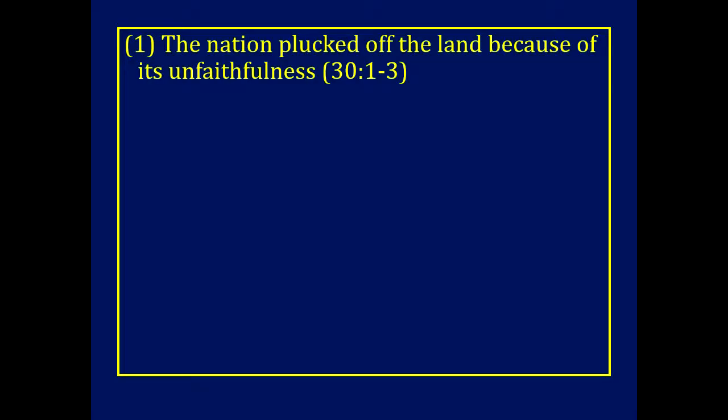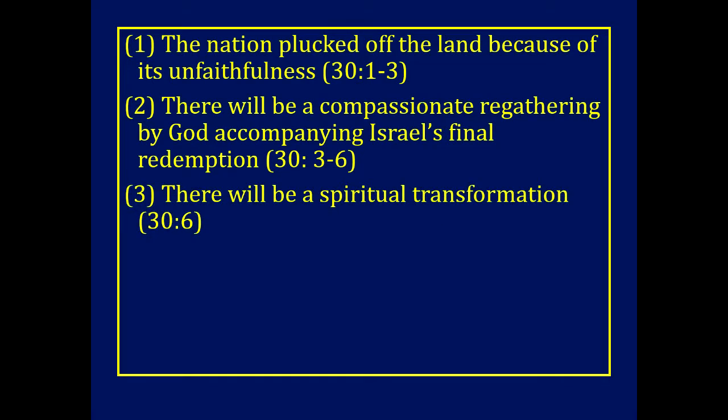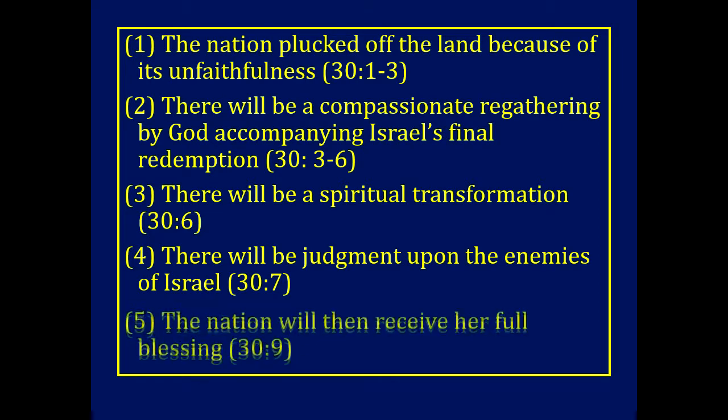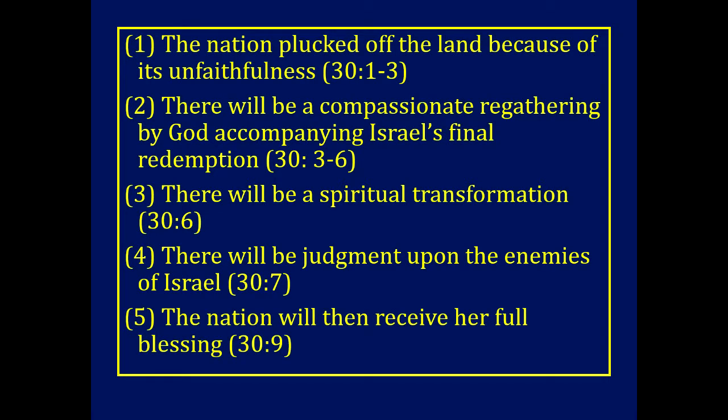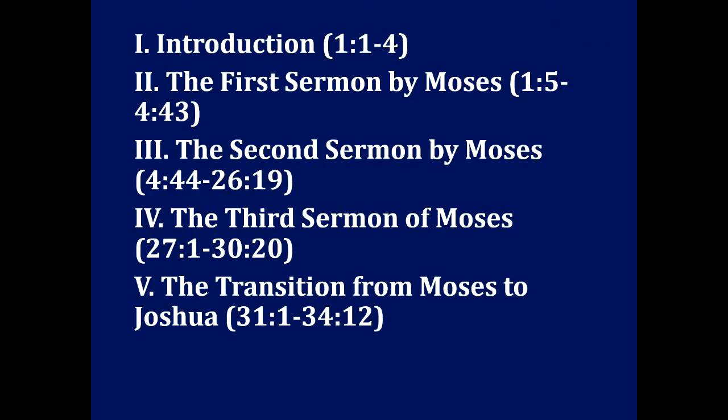So in chapter 30, verses 1 through 3, we have the nation plucked off the land because of unfaithfulness. There will be a compassionate regathering by God accompanying Israel's final redemption in 3 through 6 of chapter 30. There will be a spiritual transformation, chapter 30, verse 6. There will be judgment upon the enemies of Israel, chapter 30, verse 7. And the nation will then receive her full blessing, chapter 30, verse 9. God is going to keep His promises like He always has. He will continue to keep them, and we have to be mindful of that fact.